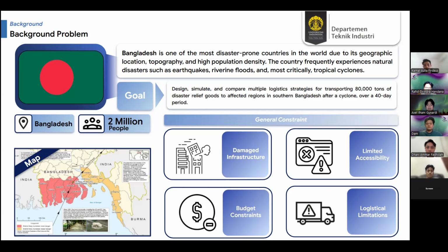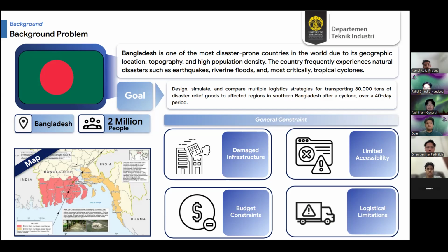These include damaged infrastructure, limited accessibility to remote or flooded areas, budget constraints, and overall logistical limitations due to the scale of the operation. The map highlights the cyclone-affected areas and underscores the urgent need for an effective and adaptive logistics plan. Next.